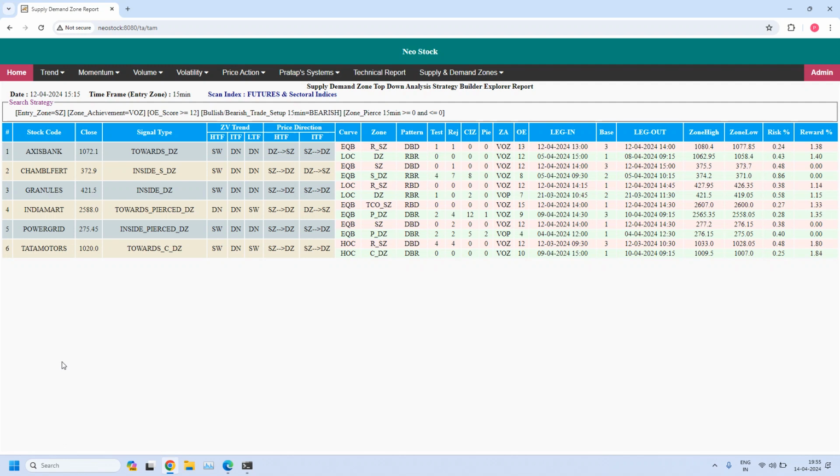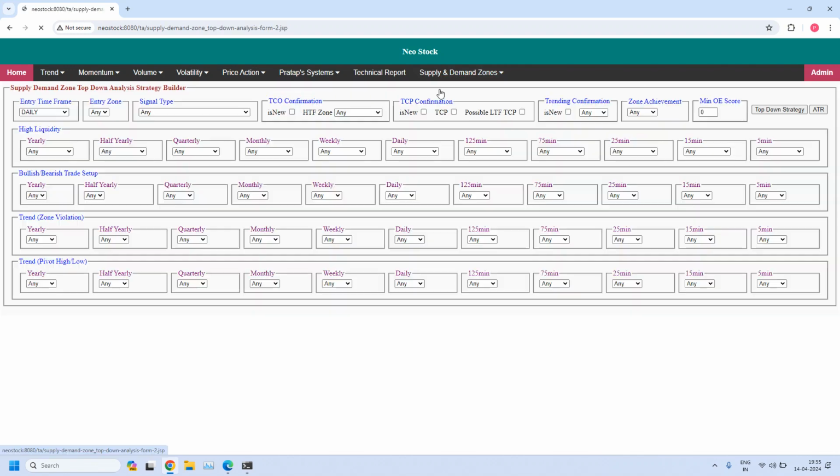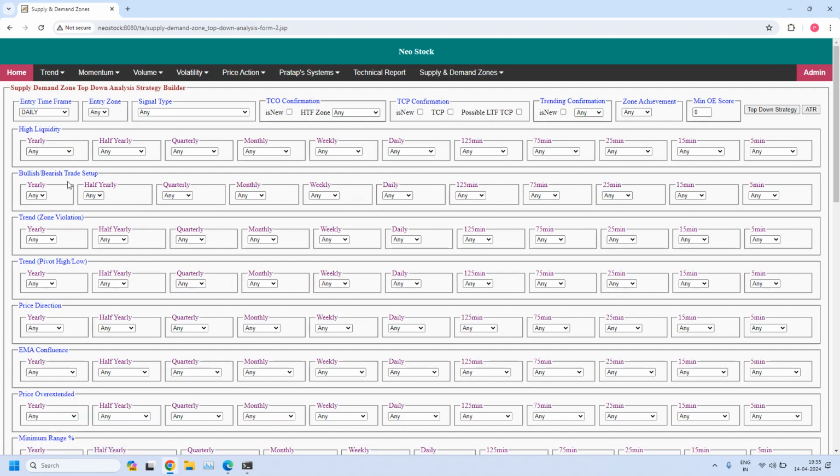Now let us generate bullish and bearish trade setups for hourly income trade. For hourly income trade, the higher time frame is 75 minutes. The intermediate time frame is 15 minutes. And the entry time frame, or lower time frame, is 5 minutes. So that's why I am selecting the entry time frame as 5 minutes.